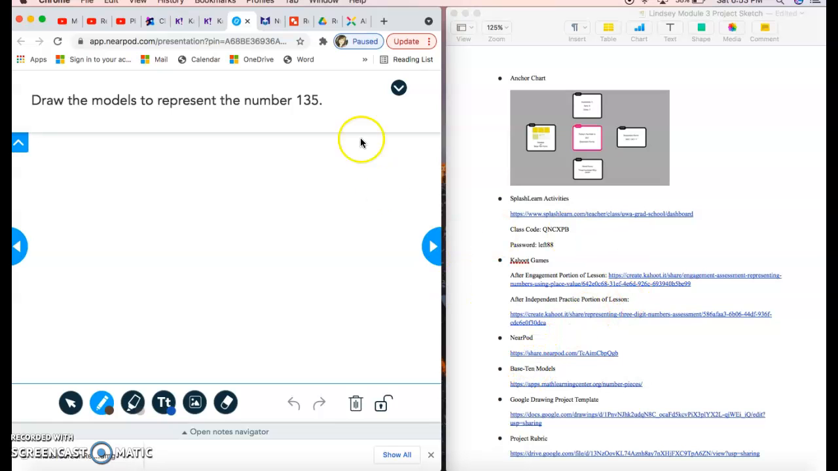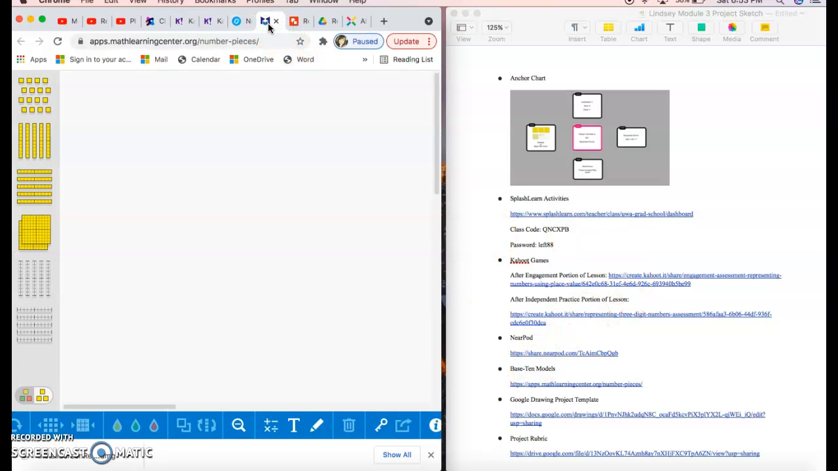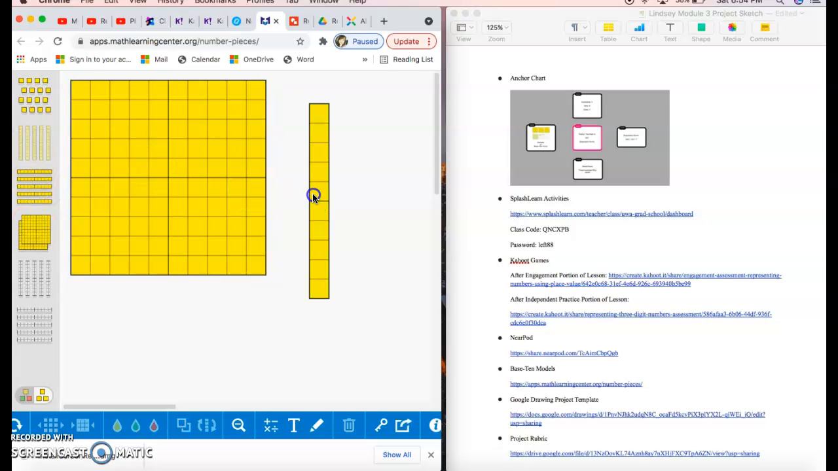The base 10 models, this comes from a site, the Math Learning Center. It's a free math app, and with this, it shows the models on the side, and students are able to drag those models out to create 3-digit numbers, and they will use this to represent their 3-digit number in their project and screenshot that and upload it into their final project.